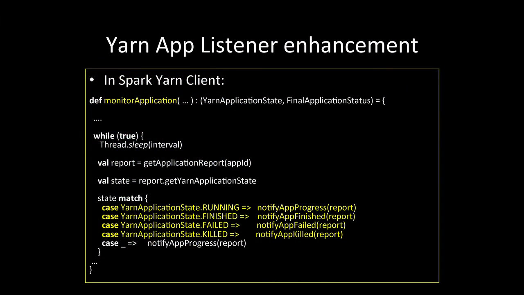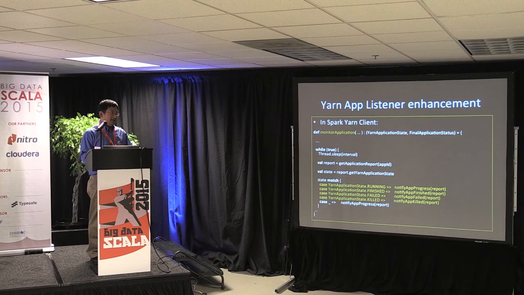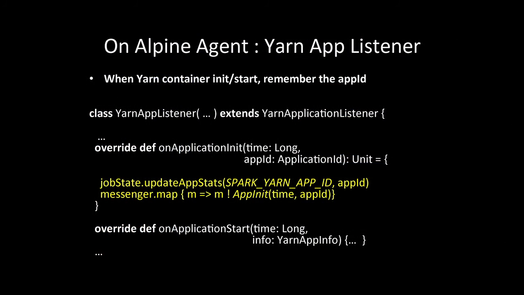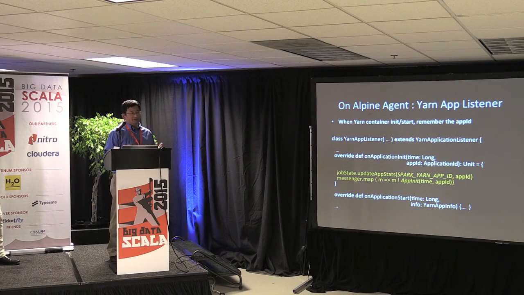If you look at the Spark source code on the Yarn client, essentially what we changed is something like this. There's a method called monitoring application, which is a while loop, just waiting for the Spark job to finish. In there, once the state changes, we call the application listener to notify application progress, application failed, or any of these state changes. So essentially, you get notified once the state has changed. And on the application side, our agent side, once we get these callbacks, we use Akka to send a message to our application, which can then log it or do something else.